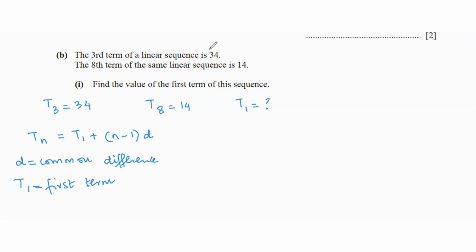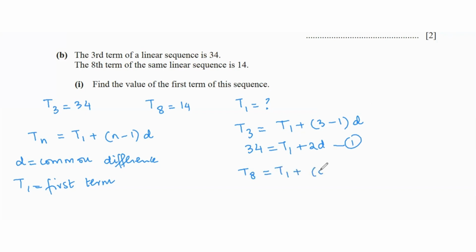So if we make equations for T3 and T8, T3 is going to be T1 plus 3 minus 1 times D. So that's 34 equals T1 plus 2D. That is the first equation. Then T8 is going to be T1 plus 8 minus 1 times D. That's 14 equals T1 plus 7D. We can solve the two equations simultaneously to find the value of the first term.